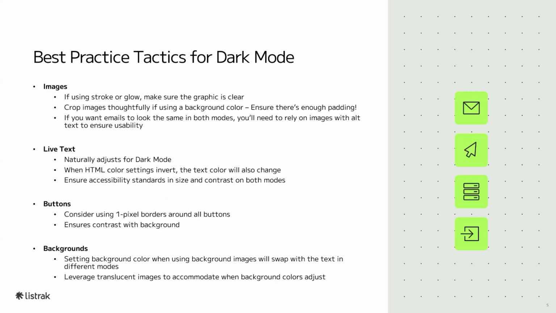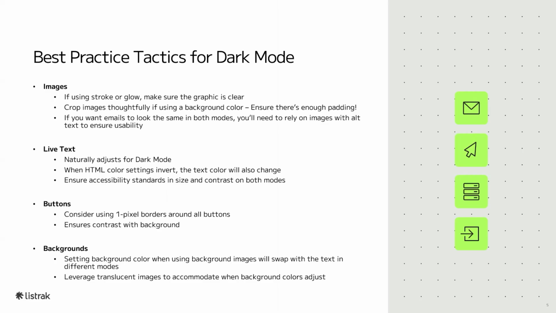For live text, it does naturally adjust for dark mode in those that we talked about previously. When HTML color or settings invert, the text color will also change. This ensures accessibility standards in size and contrast on both modes. For buttons, consider using a 1 pixel border around all of them in case there's some discrepancy in color, as this helps ensure contrast with the background.